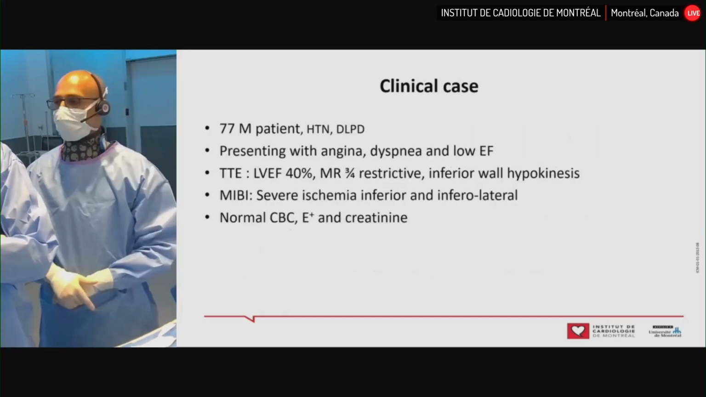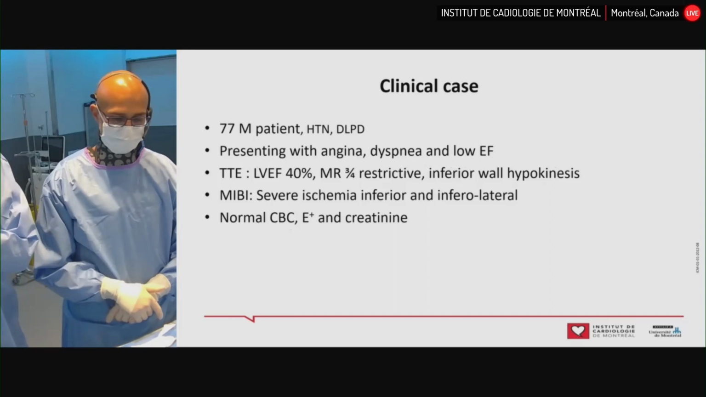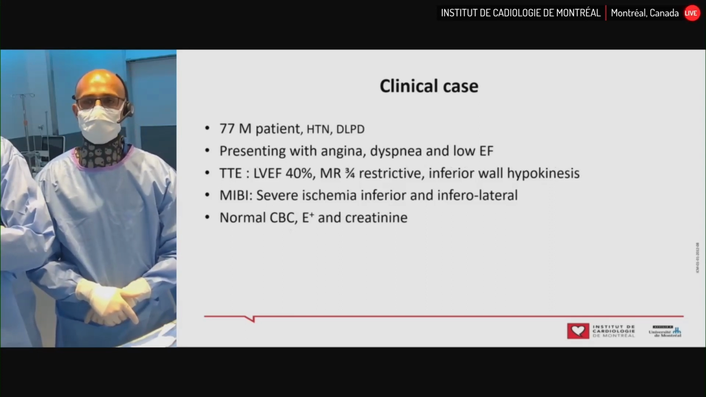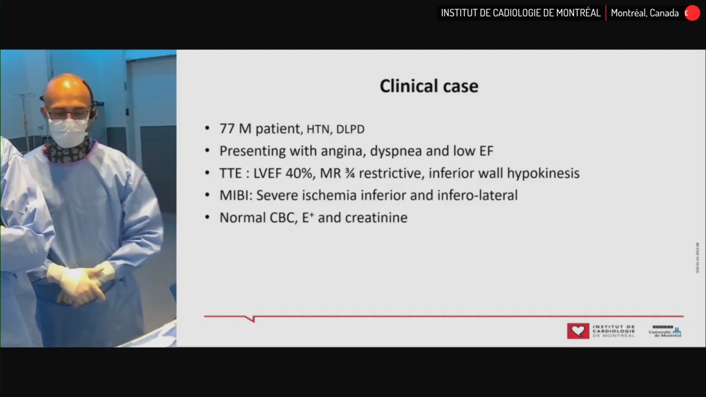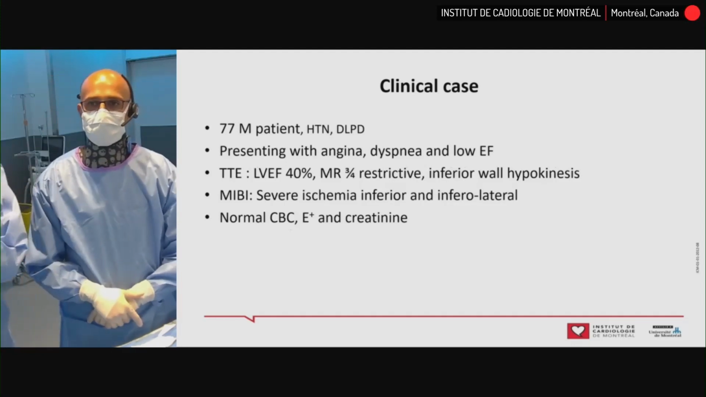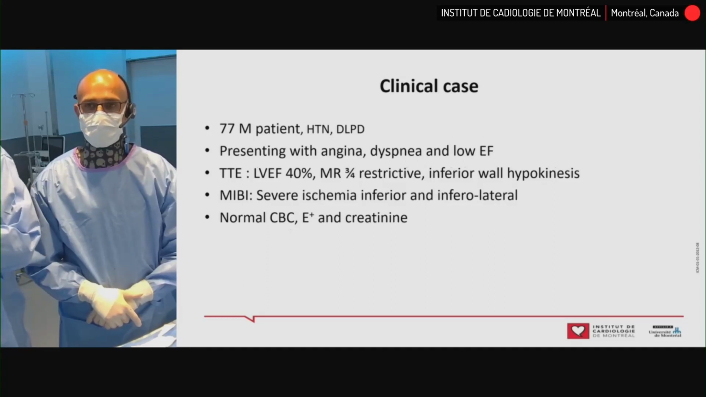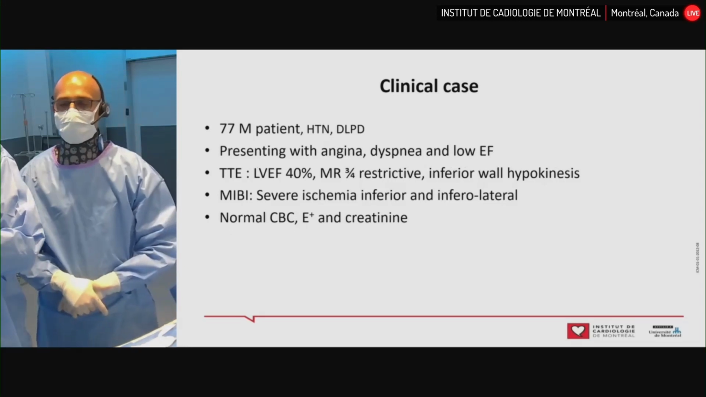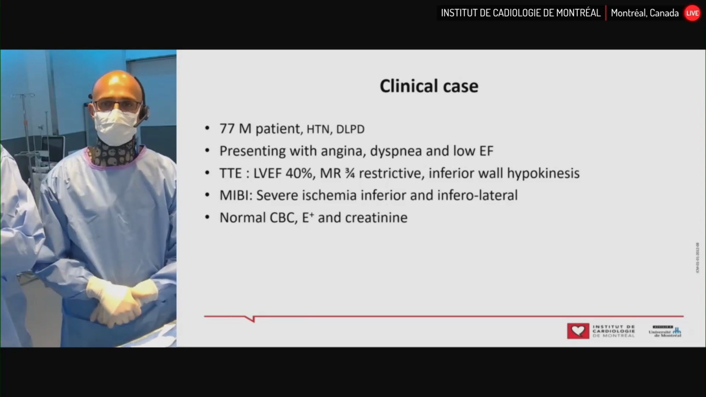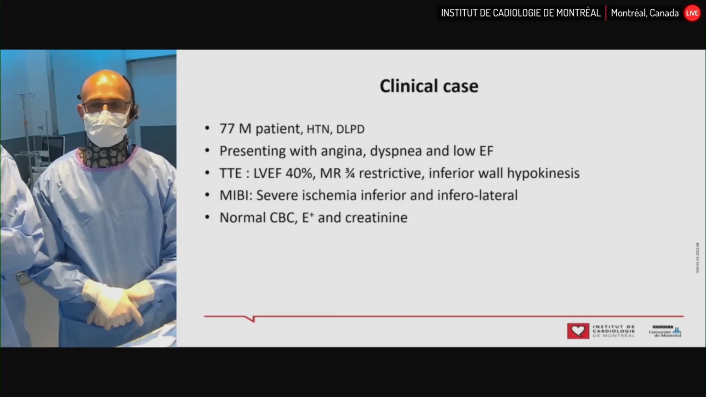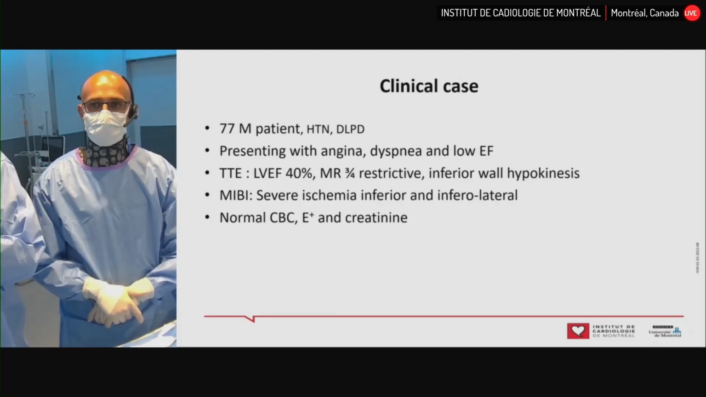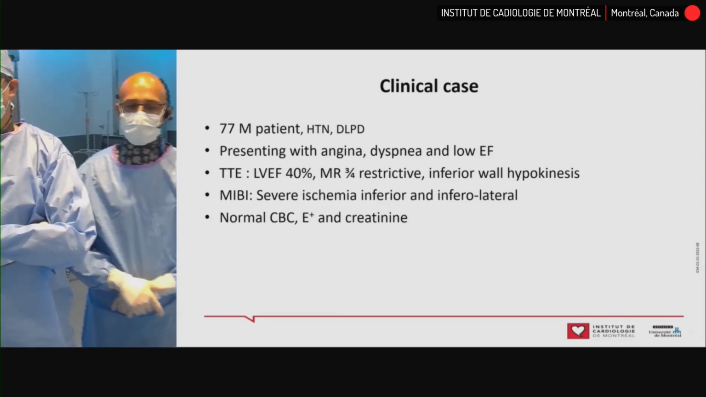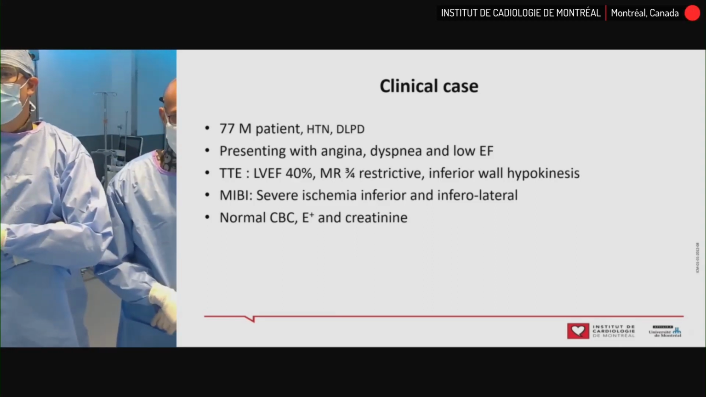Sebastian will present the clinical case. Today's case is a 77-year-old male patient with known risk factors of hypertension and dyslipidemia, presenting to our center with angina, dyspnea, and a low ejection fraction. Transthoracic echo showed a left ventricular ejection fraction of 40% with severe mitral regurgitation and inferior wall hypokinesis, and a MIBI showed severe ischemia in the inferior and inferolateral territory. The laboratory showed normal blood cell count, electrolytes, and renal function.